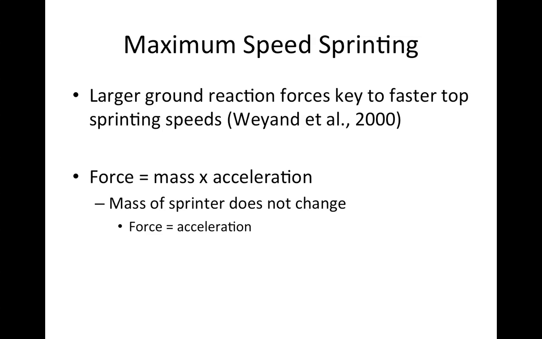Now, when we think about Newton's laws of motion and the fact that force equals mass times acceleration, that kind of makes perfect sense. The reason being, the mass of a sprinter doesn't actually change during the course of the race, so we can really remove that aspect from the equation, which gives us force equaling acceleration. So the more force we can produce, the greater our level of acceleration, and greater levels of acceleration should hopefully ultimately lead to greater levels of maximum sprinting speed. So it does make sense that Weyand found peak force production, or high levels of force production during ground contact, to be the key determinant of maximum speed sprint performance.